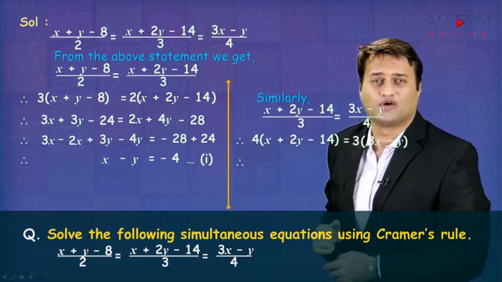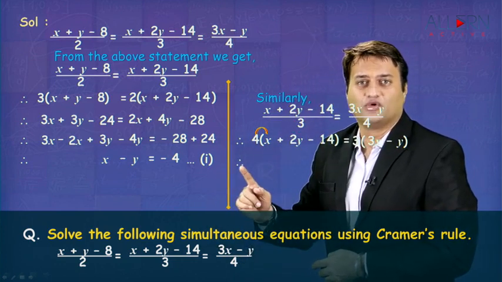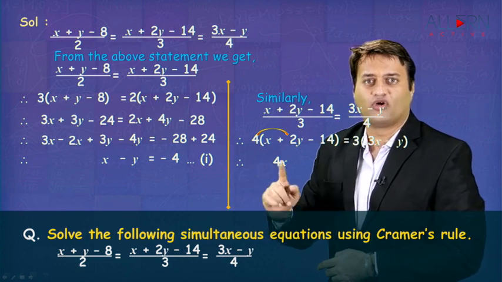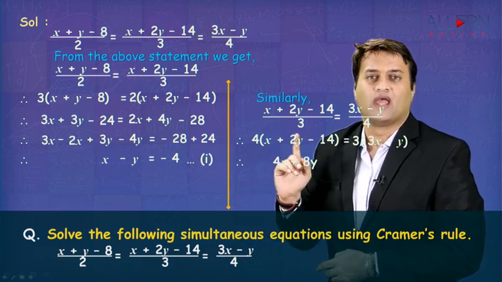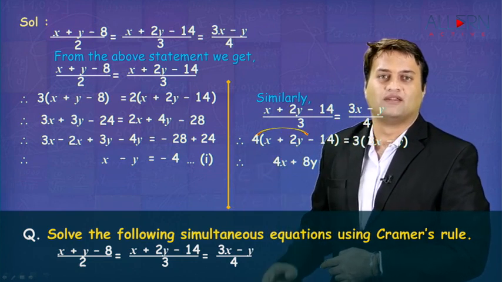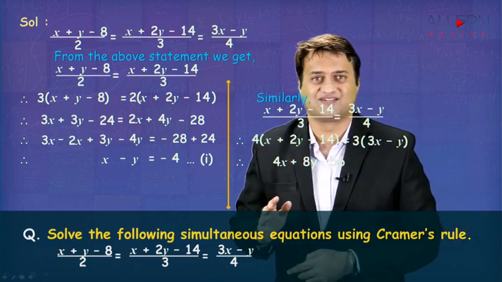Let's open the brackets now. What we get? 4 into x, that's 4x. 4 into 2y, that's 8y. And 4 into minus 14, that is minus 56, right?